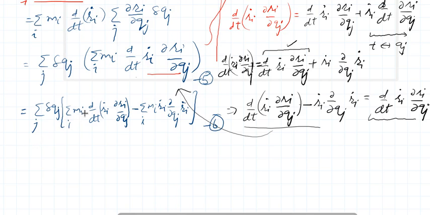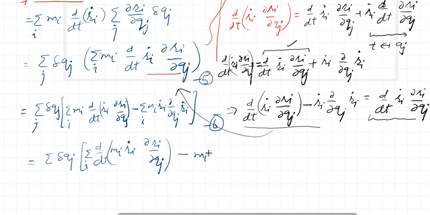And I can take this mi inside. If I take it inside, then this can be written as δqj, d/dt of the summation over i of mi Ṙi · ∂Ri/∂qj, minus mi Ṙi · ∂Ṙi/∂qj. That's what I have to use here.